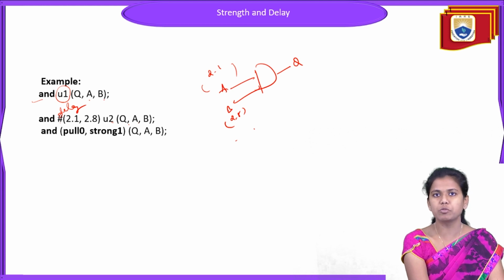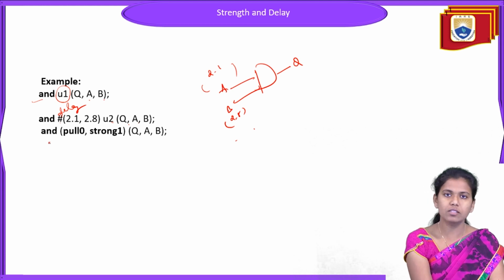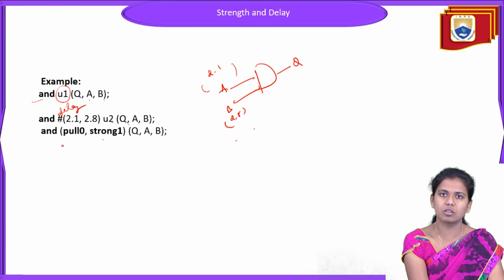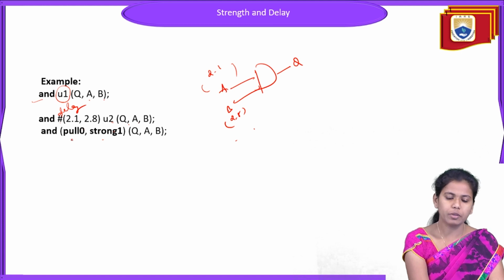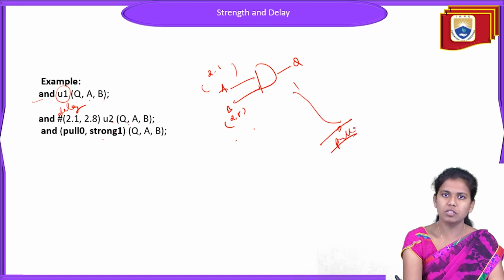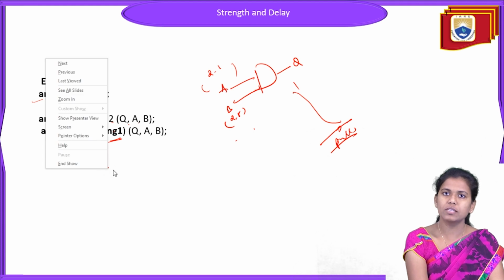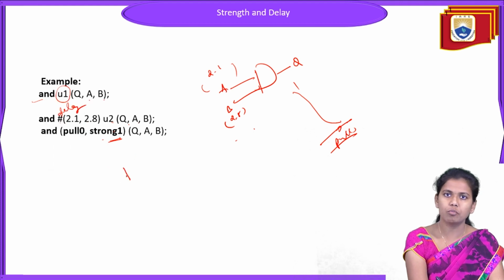And then comes the strengths. Here the strength of the signal is pull0, strong1. Here I am considering the pull up transistor with pull0, that means the state is going from high to low, isn't it? From high to low, that's the reason it's a pull0, and the strength is strong1. As it is going from high to low, it is a strong1. Strong1 means the state always goes with respect to 1, that is high. 1 equals high.